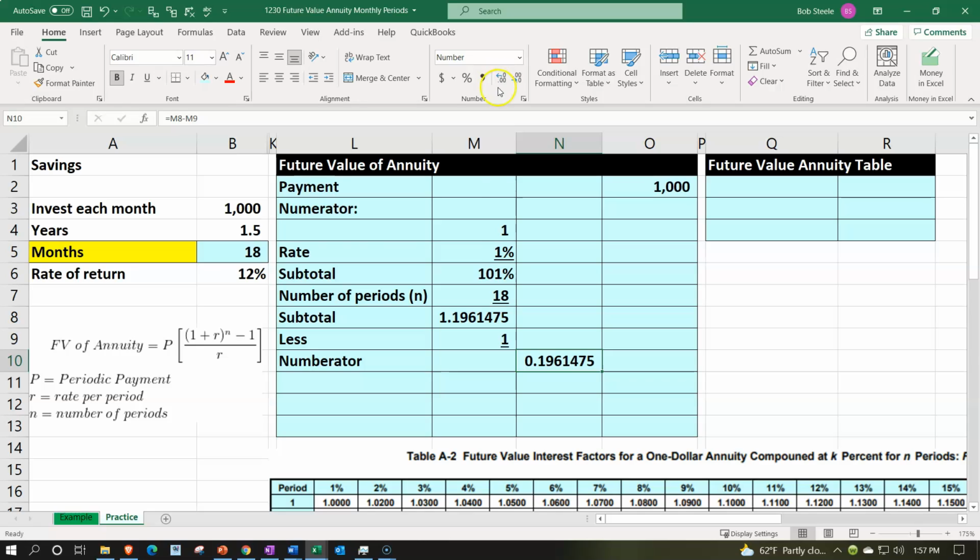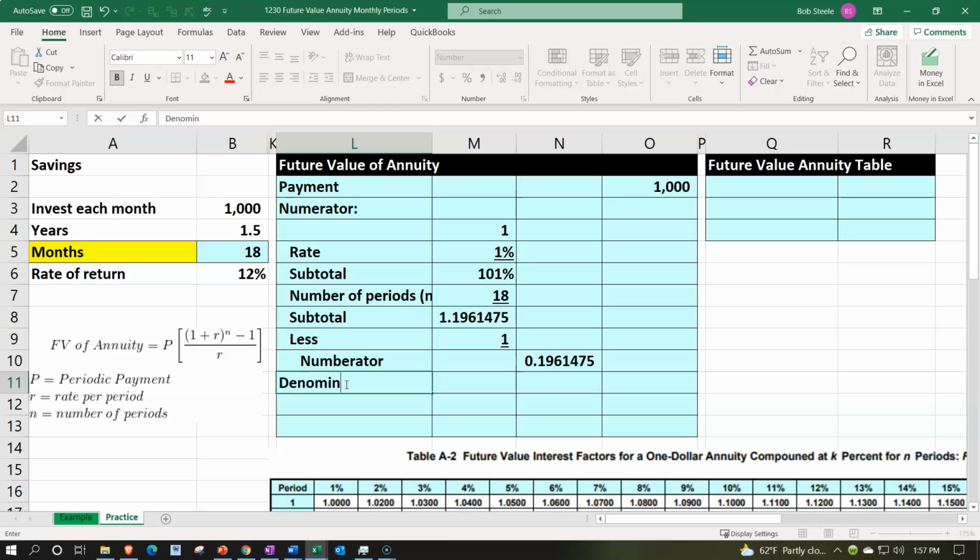Let's do some indentations here. Let's select these items. Go to the home tab, alignment, indent. This item, home tab, alignment, indent. So there we have that. And then we just need the denominator, which is the rate denominator. I typed it better that time. Well, it was faster. I'm not even sure if it's spelled right. If I spelled it wrong, I apologize.